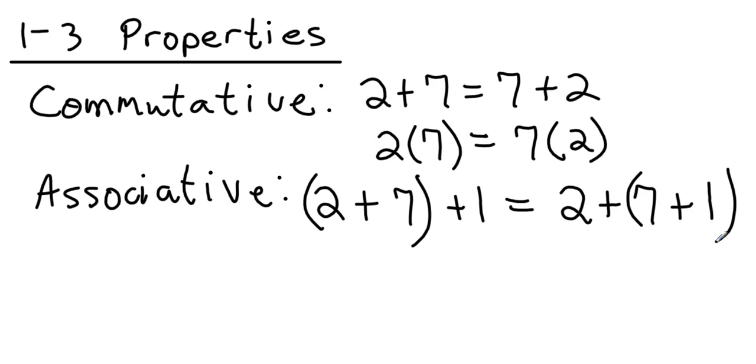2 and 7 is going to give me 9. 9 plus 1 is going to give me 10. Over on the other side, if I take 7 plus 1, because I do parentheses first, that gives me 8. 8 plus 2 gives me 10. So I still come up with the same answer. So that's the associative property.